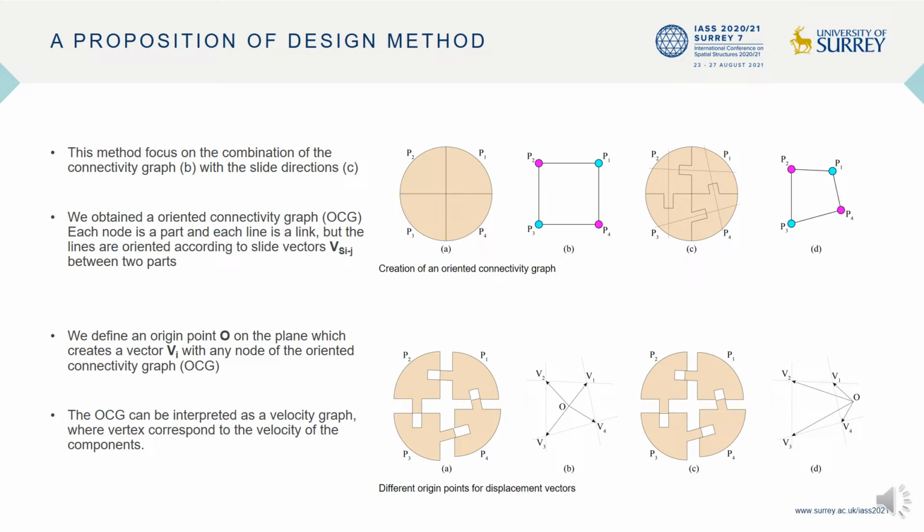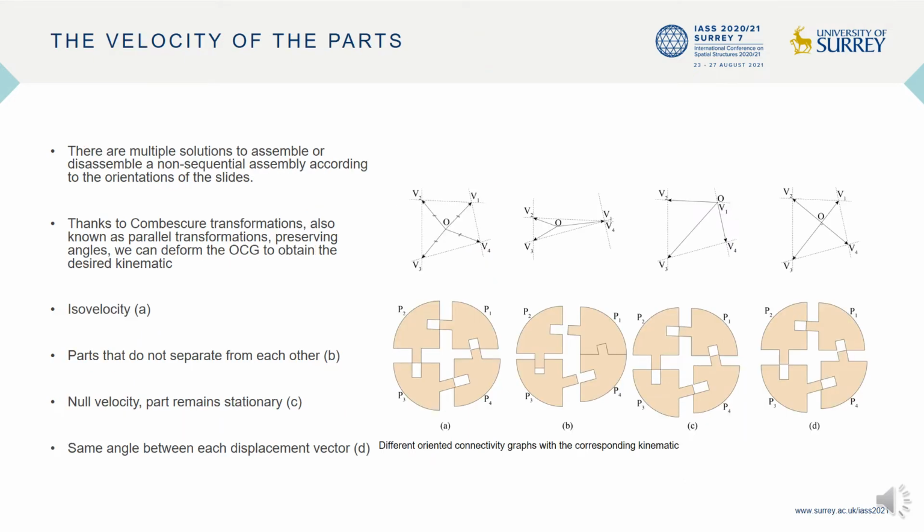Both kinematics B and D can be solutions to disassemble the non-sequential assembly. Solution to assemble a non-sequential assembly according to the orientation of slide. Thanks to the Kombeskur transformation, also known as parallel transformation, we can deform the OCG to obtain the desired kinematic. The kinematic can have isovelocity. It's also possible to have an opening with 2 parts that do not separate from each other.